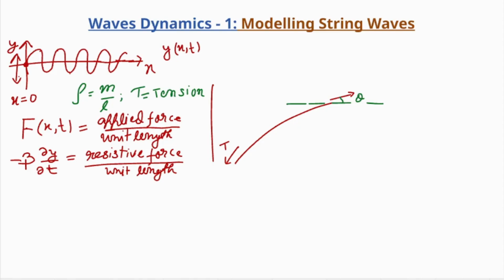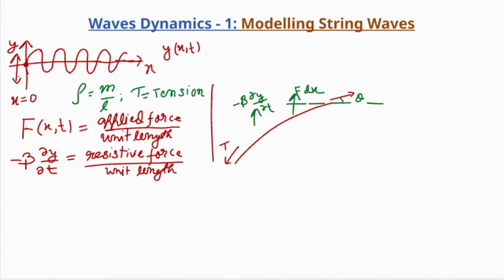And there is a force on this side, and this force is nothing but f dx. What is f? f we have already defined to be the applied force per unit length, and we know that there is a damping force, so that is beta del y by del t. So this is the thing.